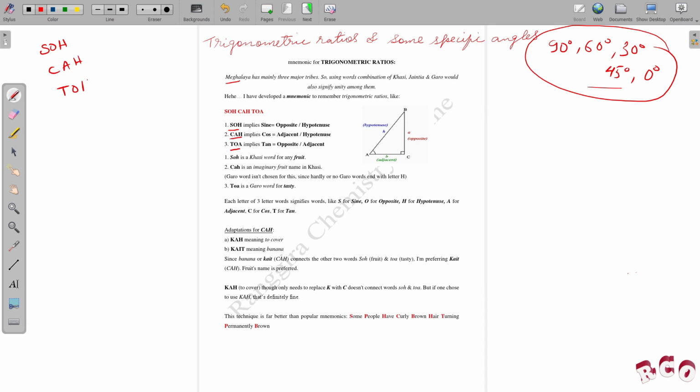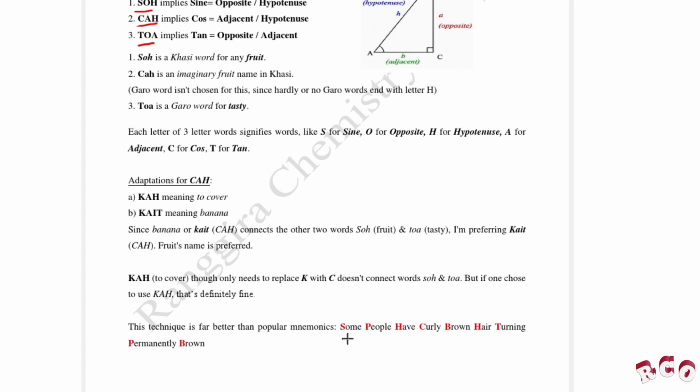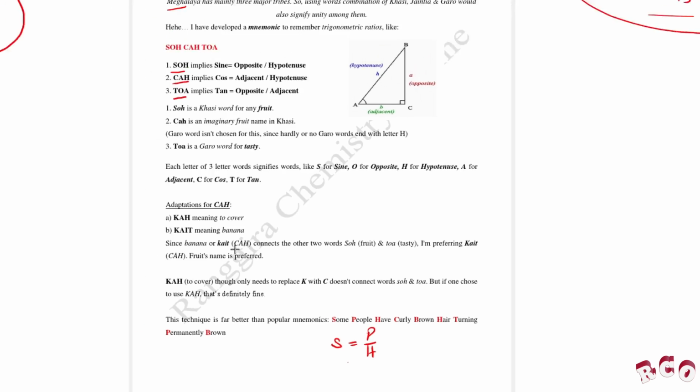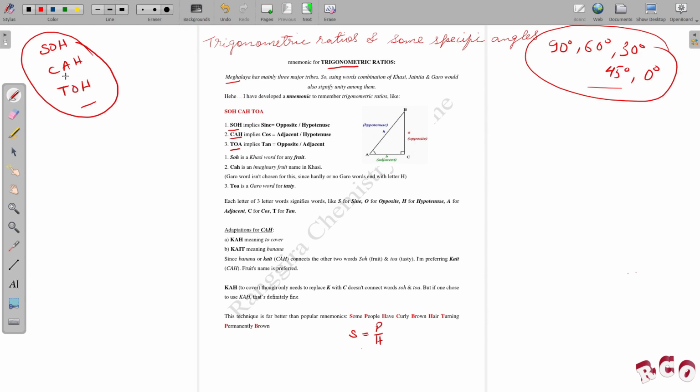Soh Ka Toa is one of the best ways to remember the trigonometric ratios. Many of the students have been taught with this technique: Some People Have Curly Brown Hair Turning Permanently Brown, like S for sine, and then P for perpendicular and H for hypotenuse, and you have to remember all these sentences. In this technique, you just need to remember Soh Ka Toa. Even if you don't know the meaning of this, that's fine.